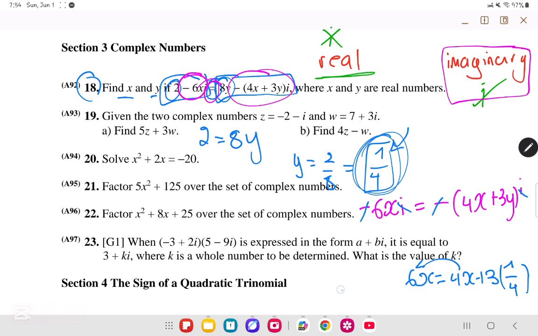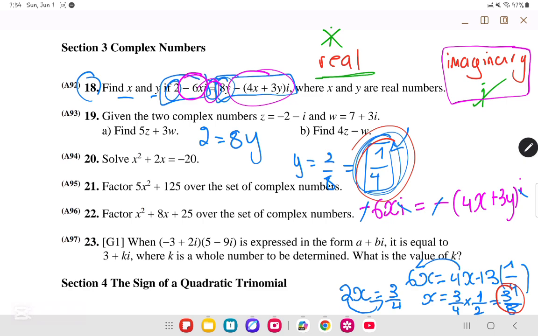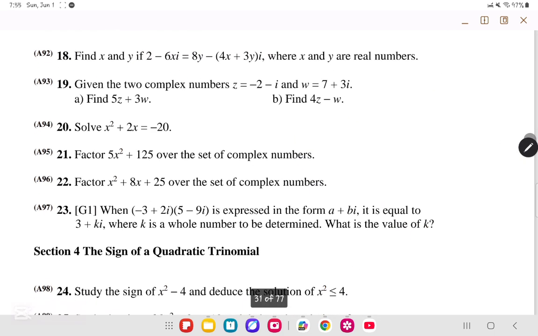So move this to the other side. You get 2x is equal to 3 over 4. So move 2 to the other side. X is equal to 3 over 4 times 1 over 2. You guys should know how we got this. Okay, and then you will get a final answer of 3 over 8. So now we just found the value of y, which is 1 over 4, and the value of x, which is 3 over 8. Okay, so let's move on to question number 19.